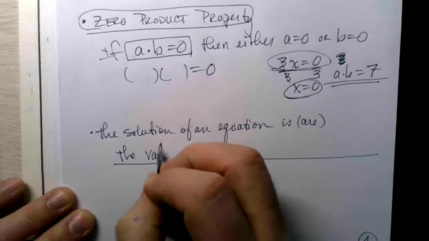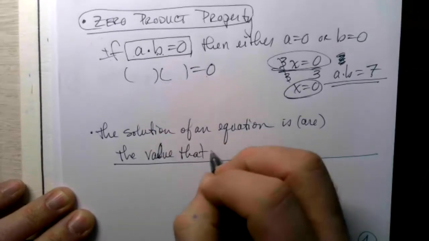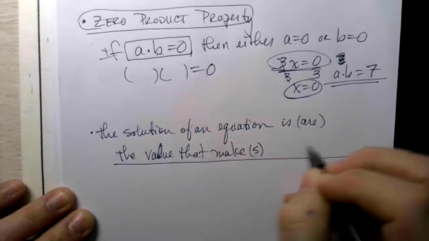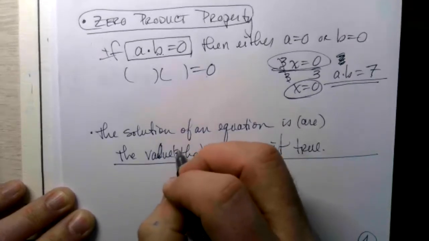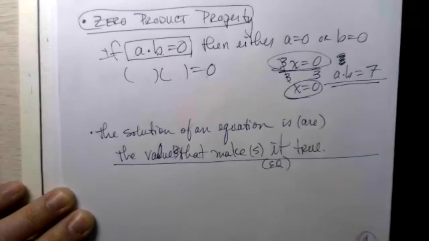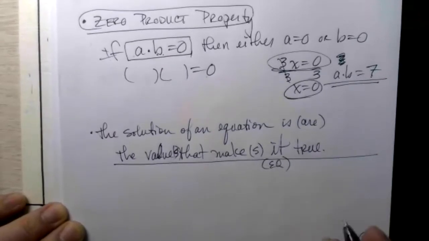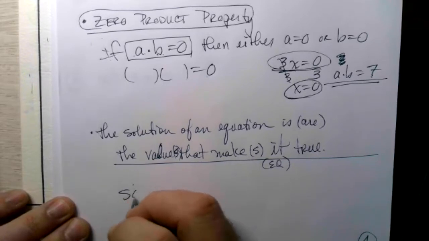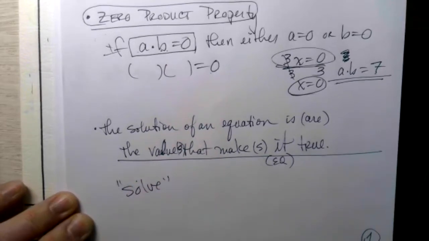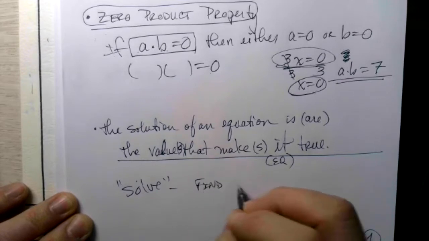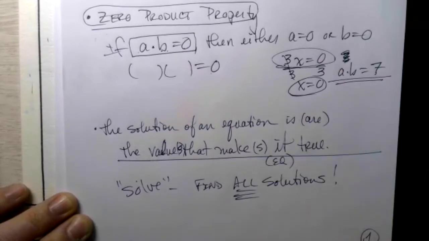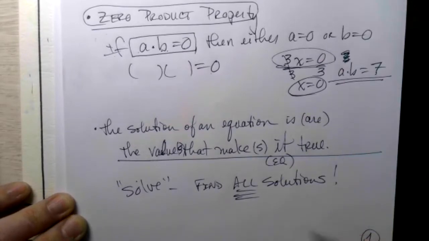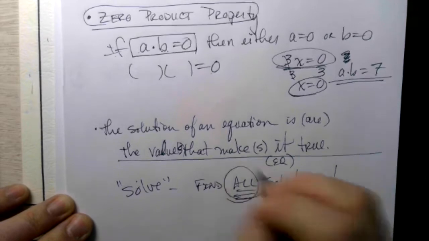Now, it is possible that there's more than one. It is the value or values that make the equation true, it being the equation. So the value or values that make the equation true. Now, when you see solve as an instruction, as directions, that means find all solutions. So not just one solution, but all of them. Now, if the equation only has one value that makes it true, then cool, you just find the one. But if there are multiple values that make it true, then you're supposed to find all of them.